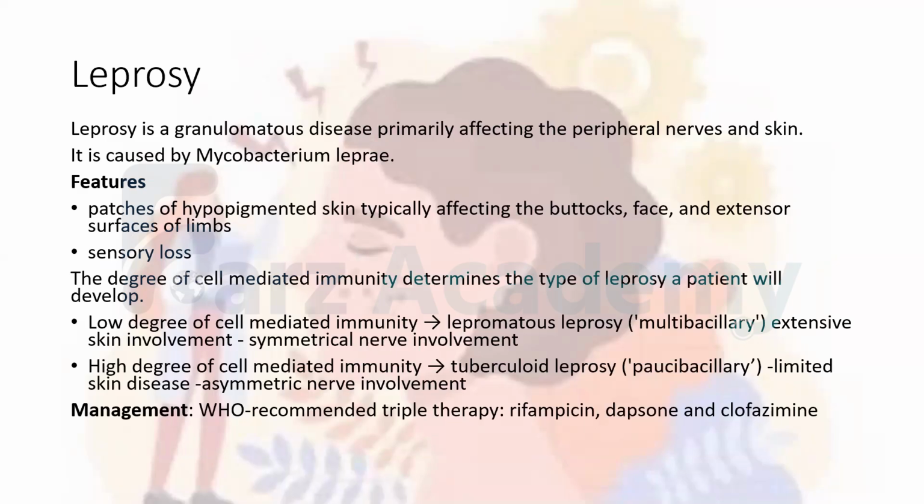The degree of cell-mediated immunity in a patient decides whether this patient has lepromatous leprosy or tuberculoid leprosy. If the degree of cell-mediated immunity is low, it leads to lepromatous leprosy, which is multibacillary with extensive skin involvement. The bacilli count is more, that's why it's called multibacillary, with symmetrical nerve involvement. If the cell-mediated immunity of the patient is pretty high, it leads to tuberculoid leprosy, where the lesions are typically paucibacillary, where a smaller number of bacilli are seen, with limited skin disease and asymmetric nerve involvement.